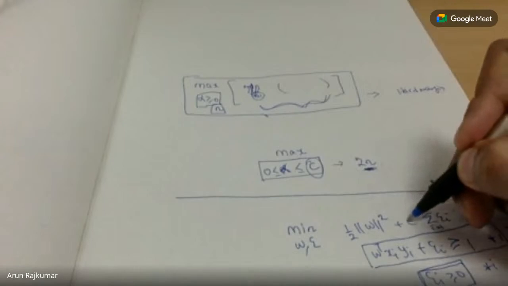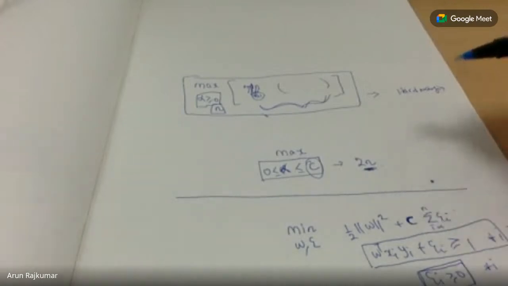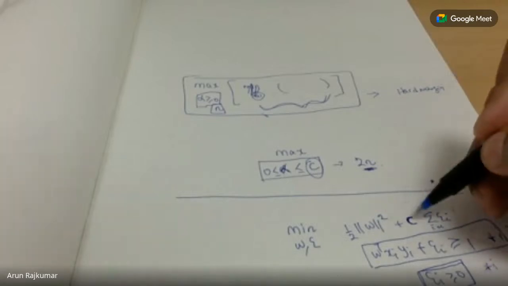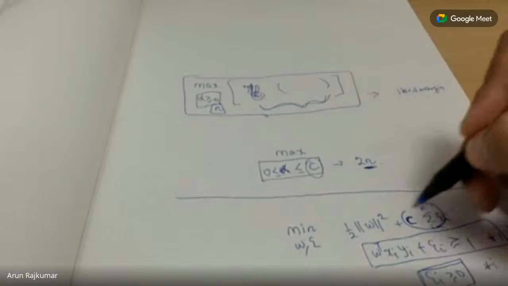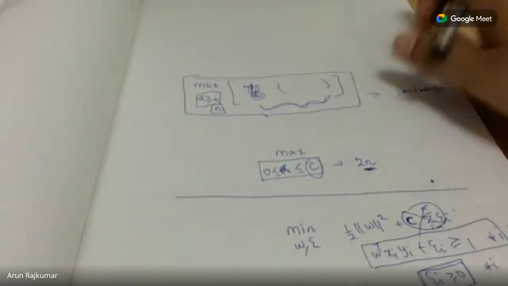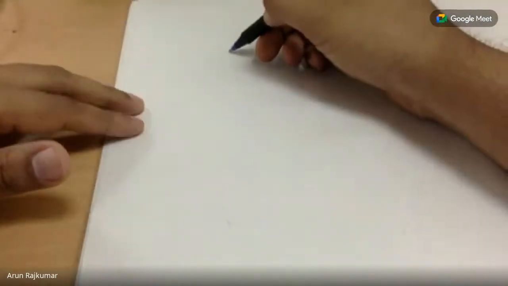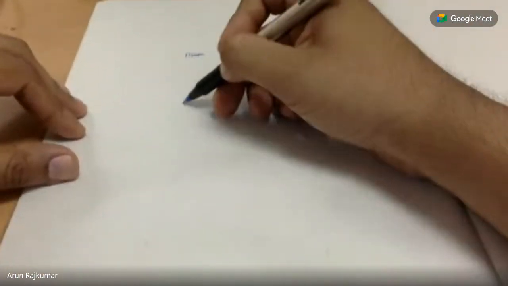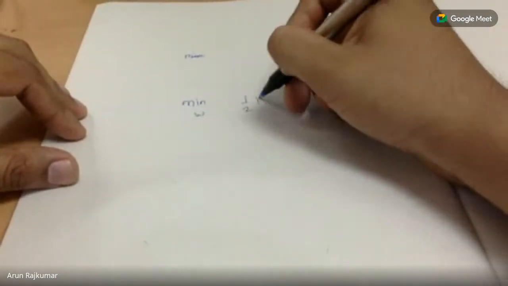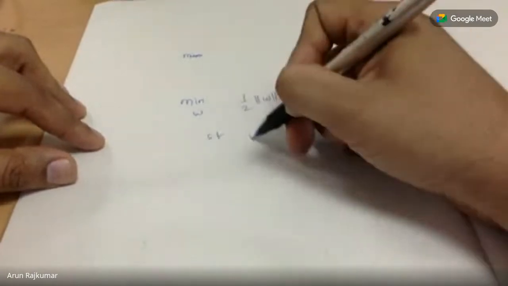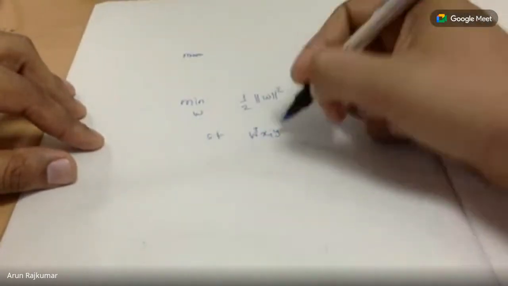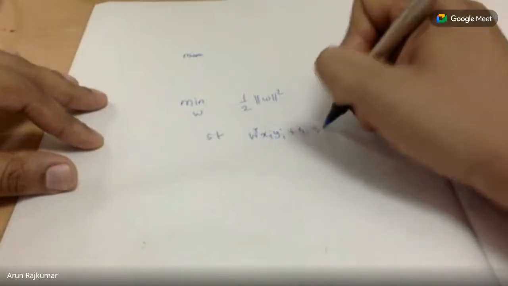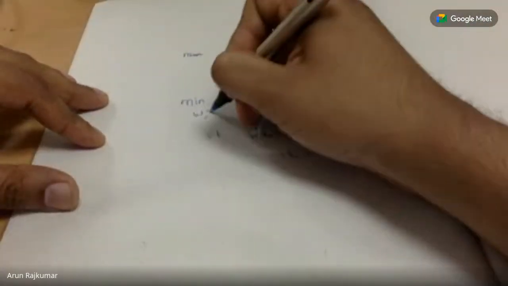Yes, sir. Sir, here in that equation, how when c is equal to 0, w is equal to 0? Okay, so let's ask the question: what would happen if c is 0? If c is 0, this term is not there, correct? So I can equivalently write my problem now as: minimize over w half norm w squared, such that w transpose x_i y_i plus psi_i is greater than or equal to 1, psi_i greater than or equal to 0.